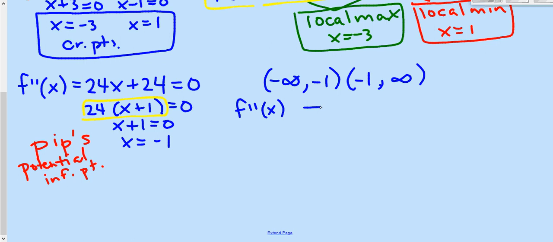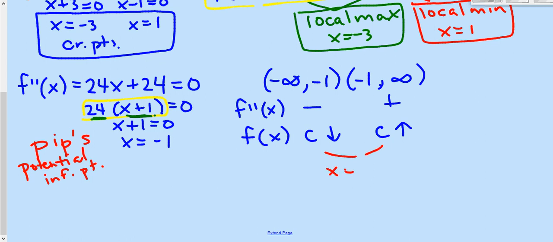And now for the second interval, I'm going to pick 0 and plug that in here. 24 times 1 is positive. So what does that tell me about f? When f double prime is negative, f is concave down. And when f double prime is positive, f is concave up. Do I have a change in concavity? Yes. Do I have an inflection point? Yes. X equals -1 is an inflection point.